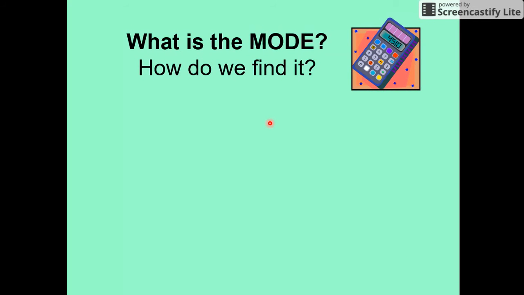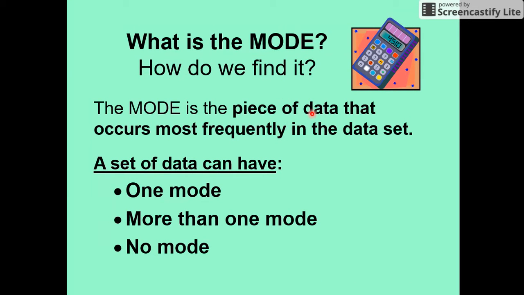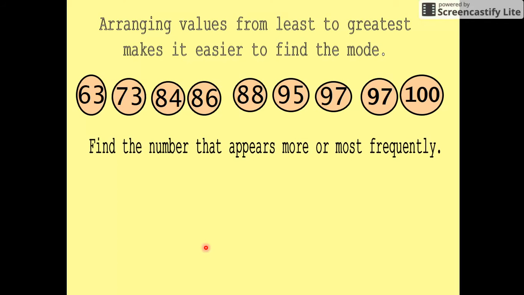Then we look at the mode. The mode, I always think, is another word for fashion. Also, another way of saying it is that it appears most often. How do we find it? The mode is the piece of data that occurs most frequently in the data set. So in a set, you can have one mode, the one number that appears more than the others. You can have more than one, because that happens sometimes, or you can have nothing. None of them appear more than once.